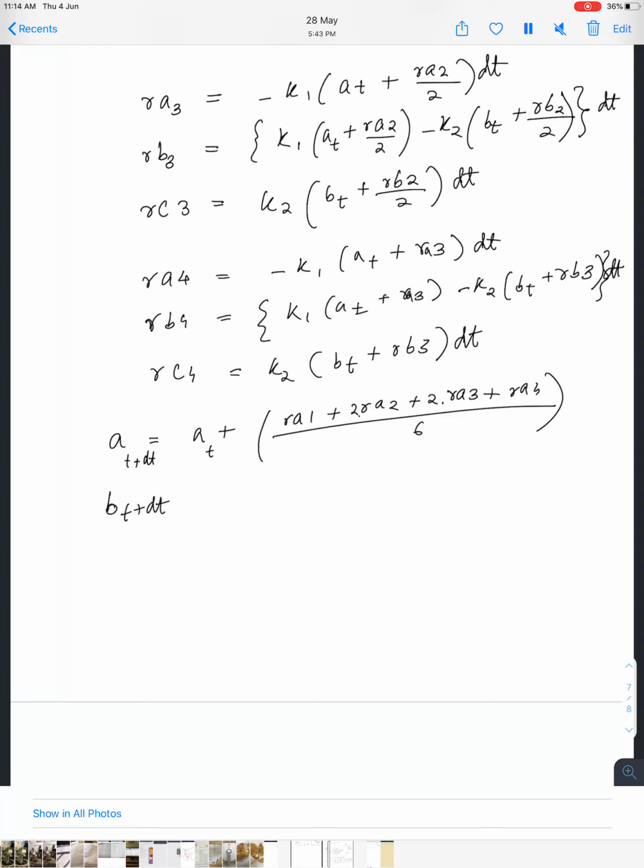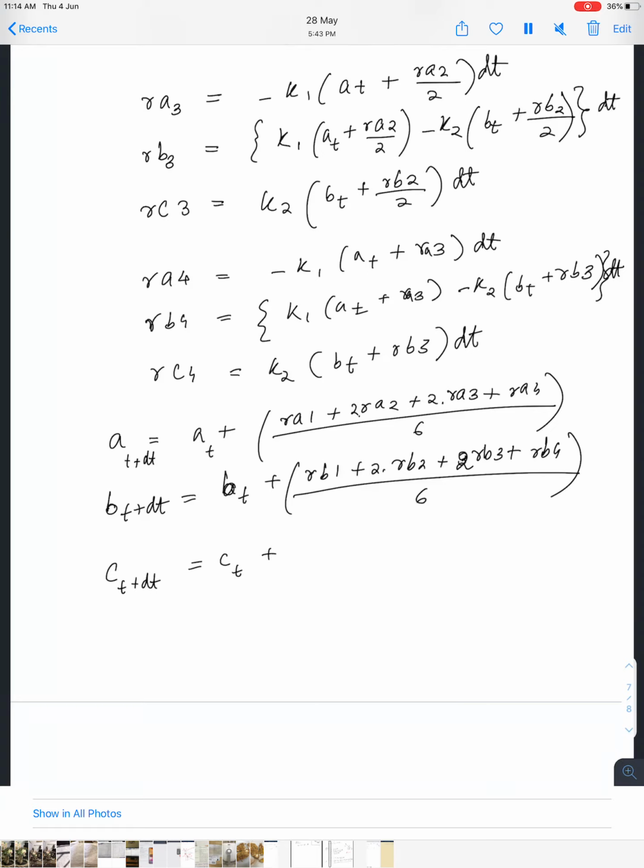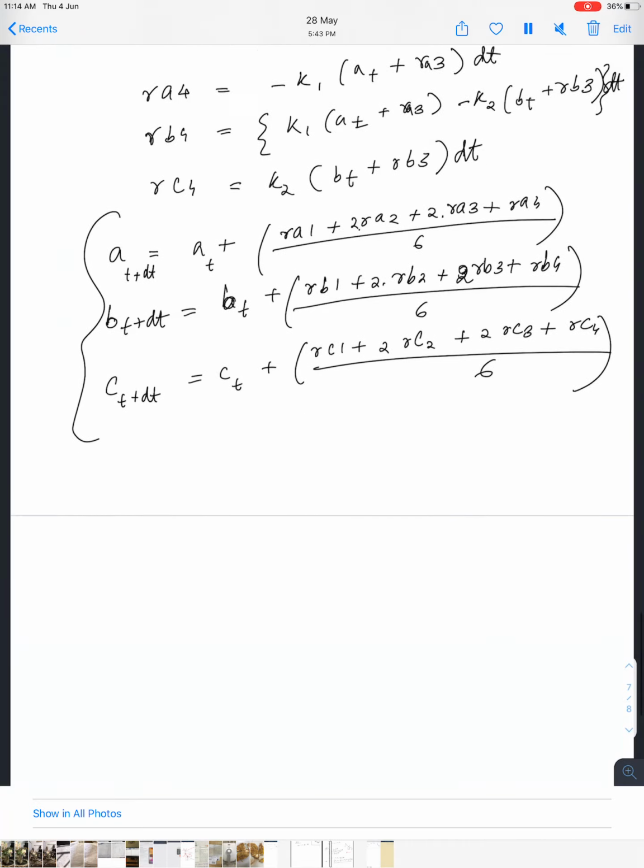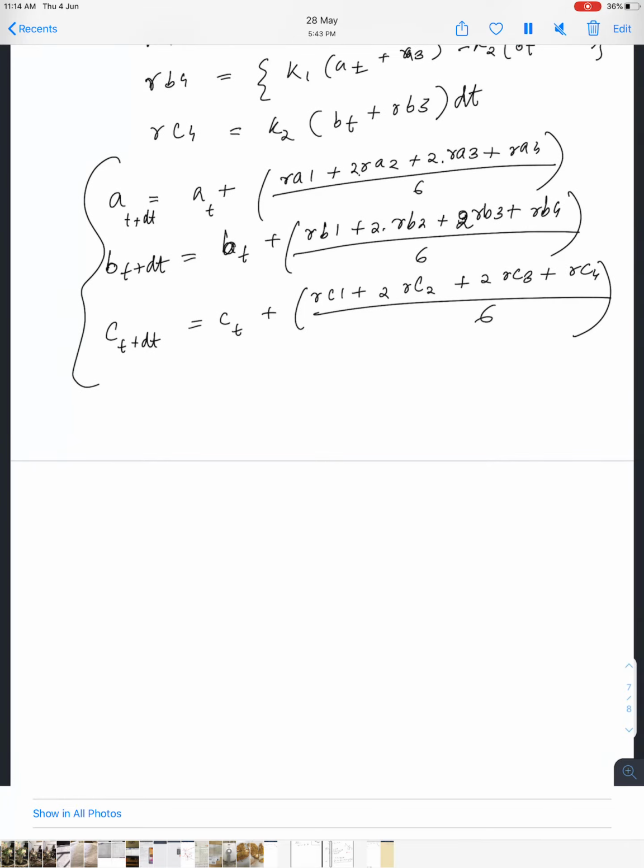Similarly, the b increases as, what are the terms of b? rb1 plus twice of rb2 plus twice of rb3 plus rb4, whole over 6, and c increases as rc1 plus twice rc2 plus twice rc3 plus rc4, whole over 6. So you see this a, b, c simultaneously at every time step increases in this way. Alright, so this is how the Runge-Kutta method is done.